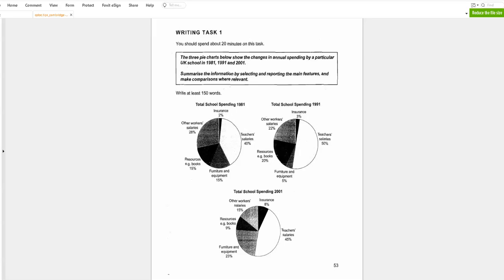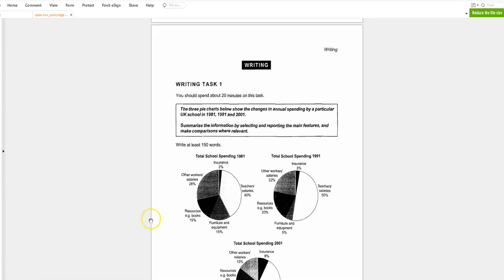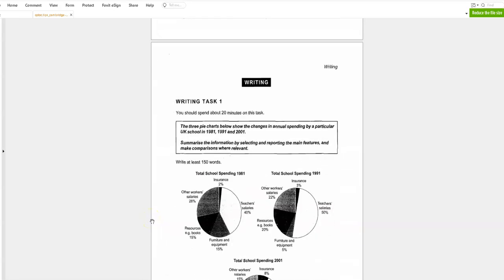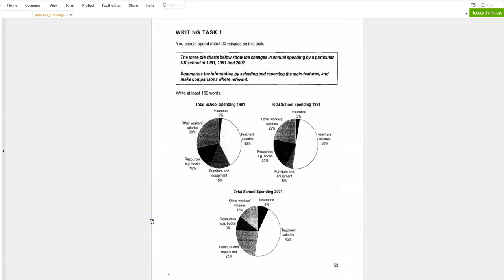Now, we're still on Cambridge 8. This should be test 2, writing task 1. As you may know, we're running down every Cambridge writing task from 18, the new one, all the way down to number 1. When 17 came out, with 17, 16, 15, 14, 13, 12, 11, 10, 9, we took a break. 18 came out, we did those, now we're back on Cambridge 8, back on track to complete them all.